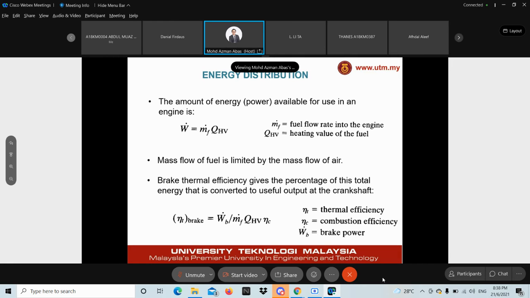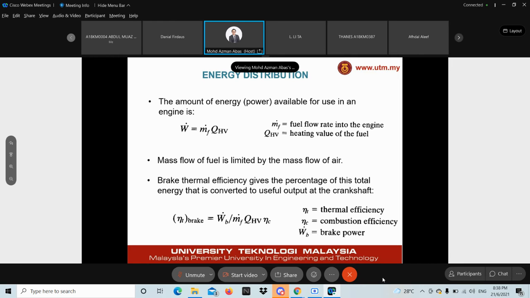How much fuel needs to be injected depends on how much air you can squeeze into the engine. With more air, of course, you can put in more fuel to get more power. Otherwise, don't dream about giving more fuel.